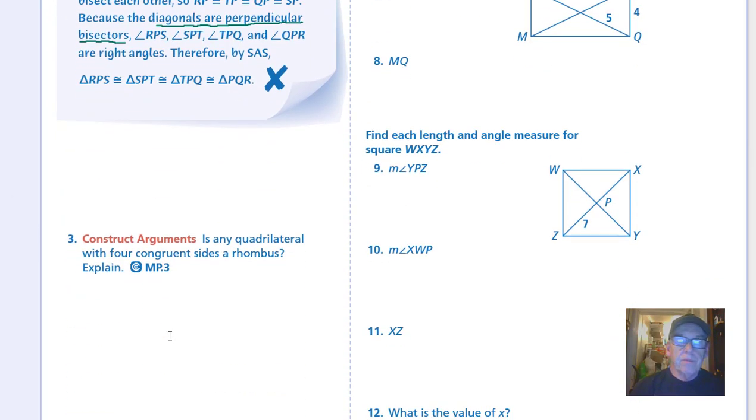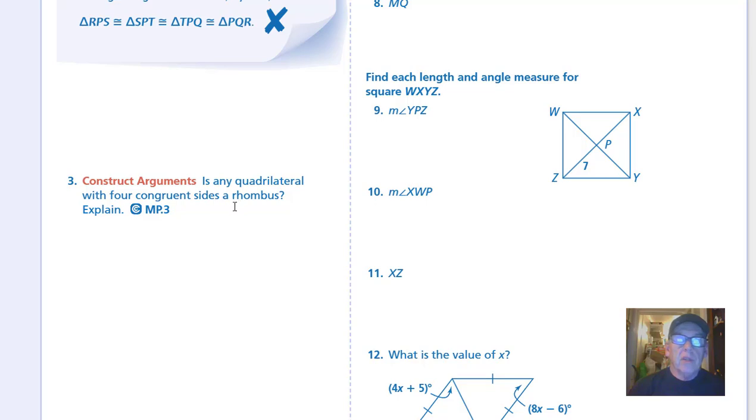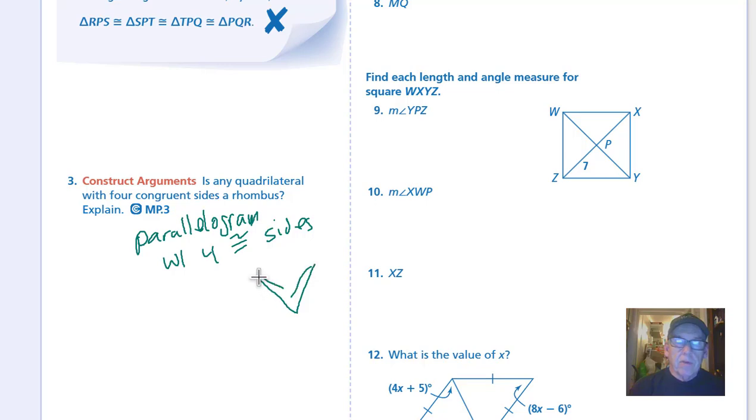Number 3. Is any quadrilateral with 4 congruent sides a rhombus? No. A rhombus has to be a parallelogram with 4 congruent sides. So that gets away from maybe an idea of something like this being a rhombus if all these sides happen to be congruent to each other. That's a little bit out of scale there. But it needs to be a parallelogram with all congruent sides, and that's what makes a rhombus. And if it is a rhombus, those diagonals are going to make right angles and be bisectors.